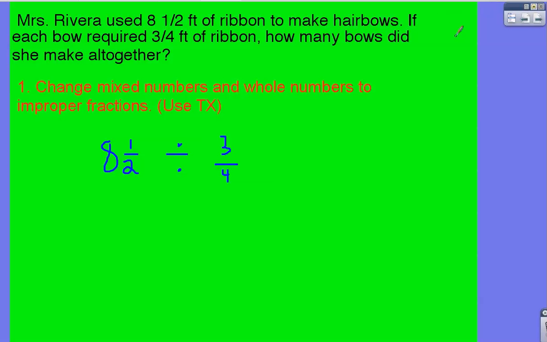So let's look at the steps for dividing fractions. Most of them are the exact same as multiplying fractions. There's just one thing that's different, and I'm going to point it out when we get to it. So step 1, change mixed numbers and whole numbers to improper fractions, just like we did with multiplying. So we use Texas. 8 times 2 is 16, plus 1 is 17, over 2, divided by 3/4 is all ready to go. 3/4.